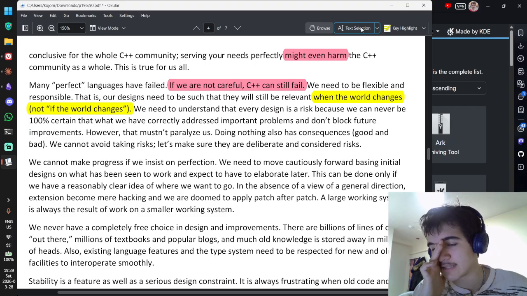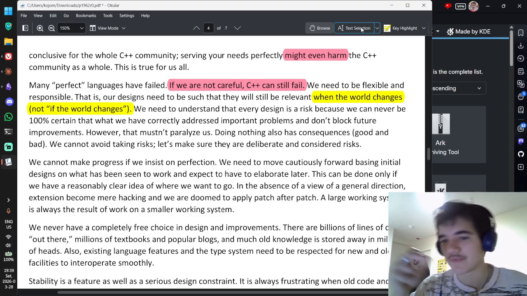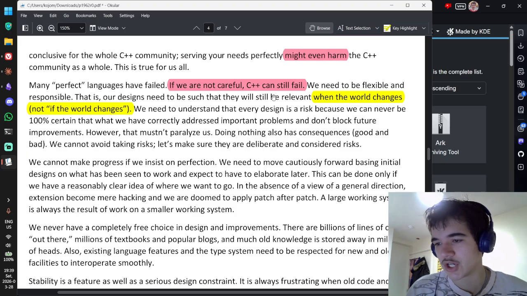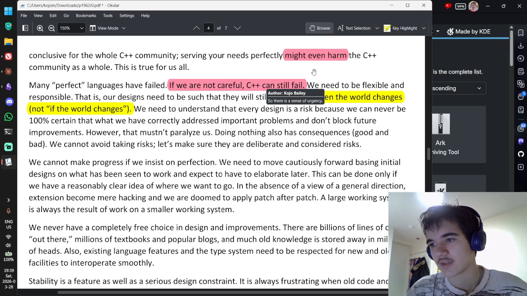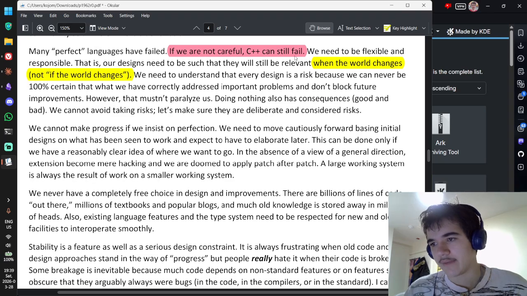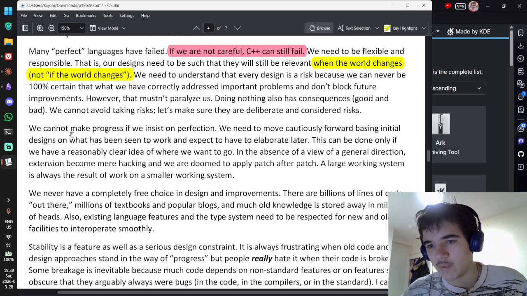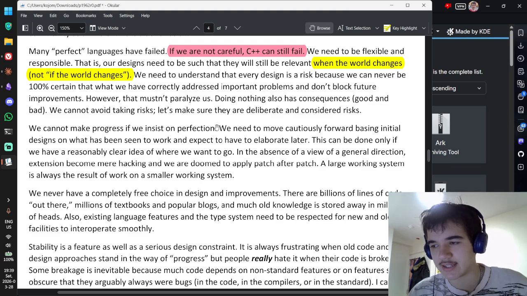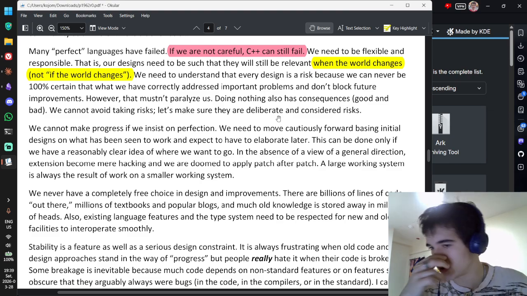However, that mustn't paralyze us. Doing nothing also has consequences. We cannot avoid taking risks. Let's make sure they are deliberate and considered risks. Okay, this paragraph connects. We cannot make progress if we insist on perfection. And that's an issue that many perfectionists, myself included, have struggled with.